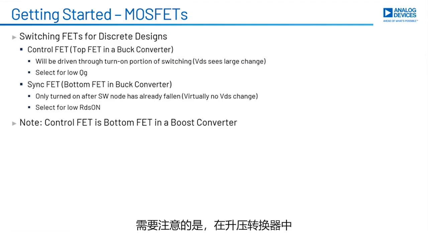A note that in a boost converter, the two positions are opposite. So the control FET in a boost converter is the bottom FET. And that's because in a boost, the switch node moves on its own when you turn off the bottom FET. The switch node flies up on its own because of the inductive action. But the bottom FET is the one that you have to drive to pull that switch node down at the start of the cycle. So the control FET in a boost is the bottom FET, and the sync FET is the top one.